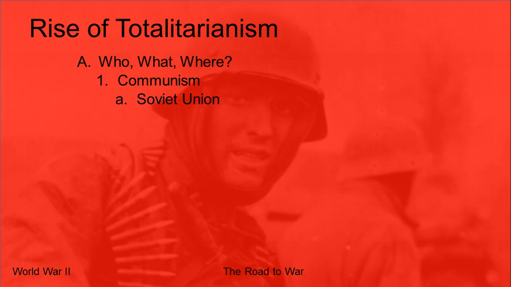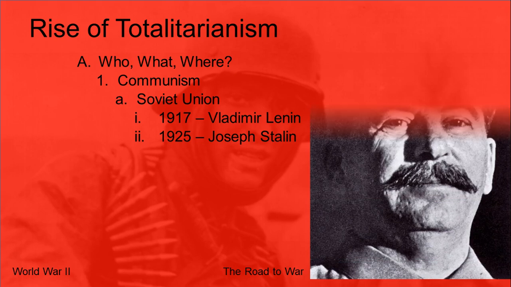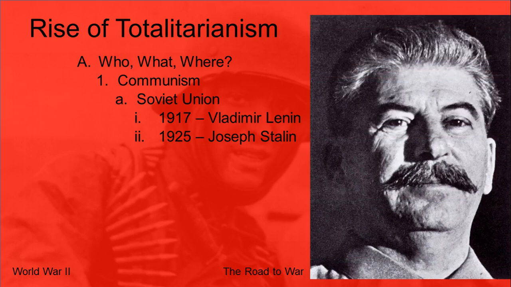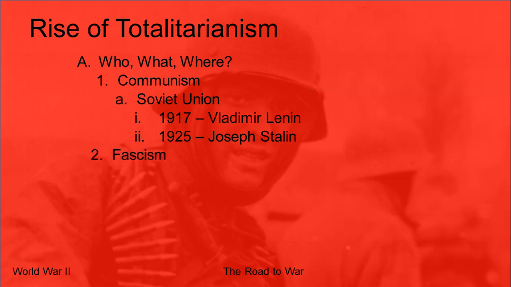Communism took hold in the Soviet Union. After the Russian Revolution in 1917, the Soviet Union became communist when Lenin led the communist revolution. He died shortly after and was replaced by this guy, Joseph Stalin. And Joseph Stalin is going to rule as one of the evil dictators in history, murdering millions of his own people to advance the overall interests of the country.